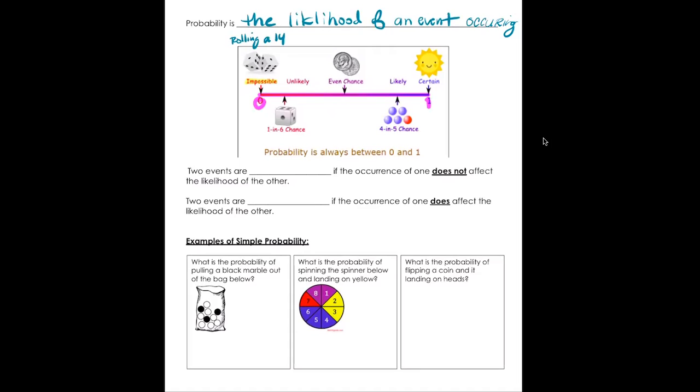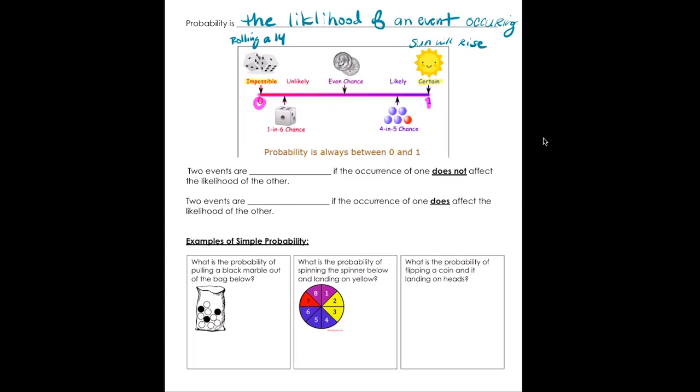On the other end of this number line, we have 1. 1 means that something is certain to happen. In Dallas, the sun will rise. Every day, the sun will come up. You might not see it every day because of the clouds, but the sun will rise.